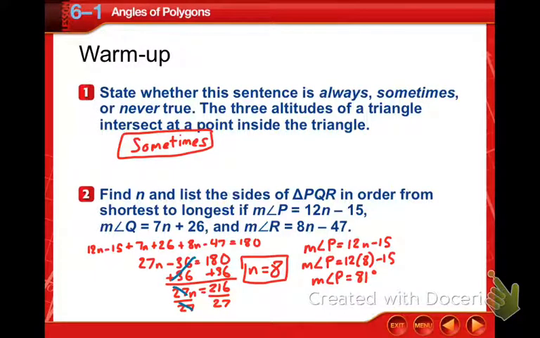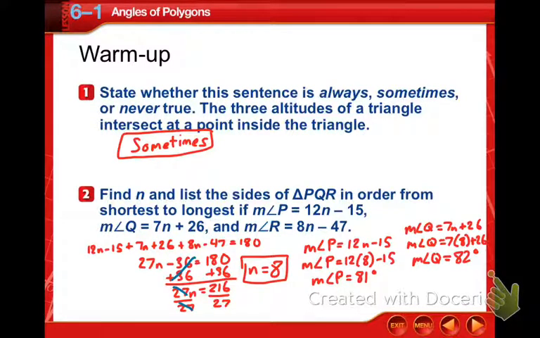Now we have to do that for each of these angles. So Q is 7n plus 26, so we need to do that as well. Let me rewrite that to give myself some space. The measure of angle Q, 7n plus 26. Again, we replace n with 8. And the measure of angle Q comes out to be 82 degrees. So slightly bigger than the other one.